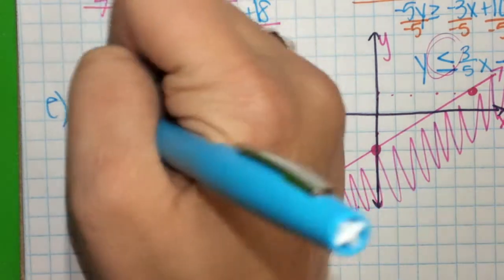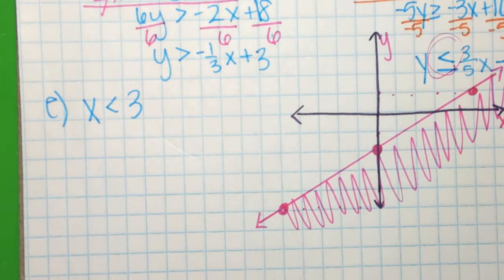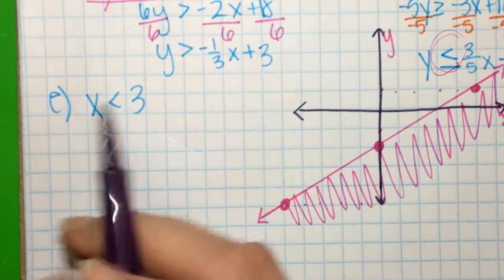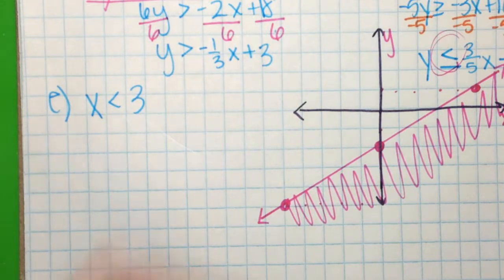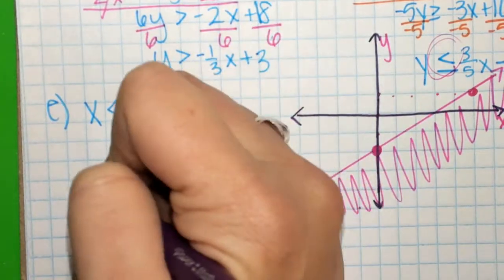Alright, so if I told you that x was less than 3, and I wanted you to graph this on a coordinate plane, which axis is it going to pass through? It says x, so it's going to pass through the x-axis, which means it's going to be a vertical line. So this is what our graph will look like. It is not a trick question.